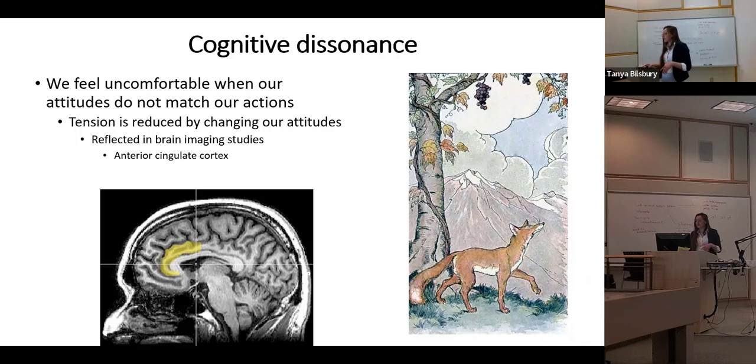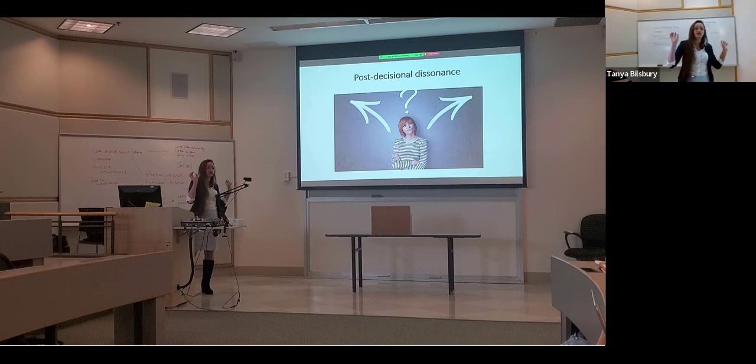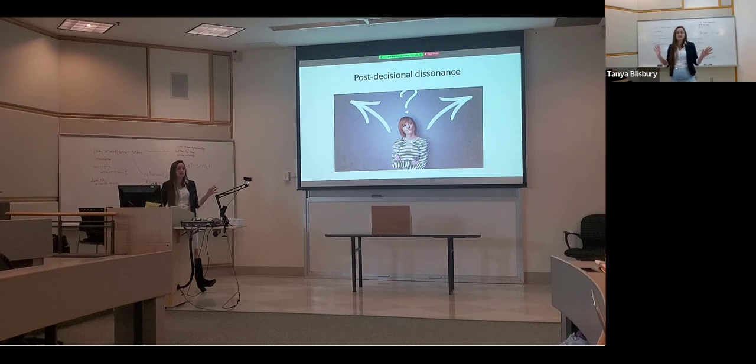So if we become aware that our attitudes and our actions don't match, we might change our attitudes so that we feel more comfortable. One of the most common forms of cognitive dissonance is called post-decisional dissonance. Imagine if you had to choose between two desirable alternatives, job A and job B, and they're both great, but in different ways, and you can't have them both. You have to decide whether you're going to date Chad or whether you're going to date Ted. You have to pick one.